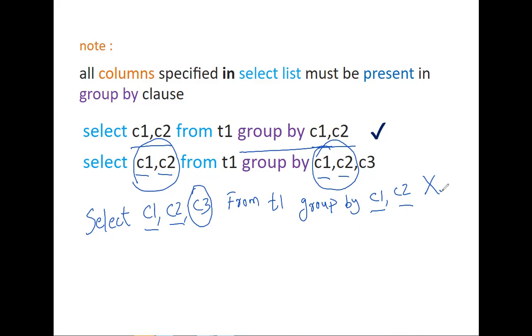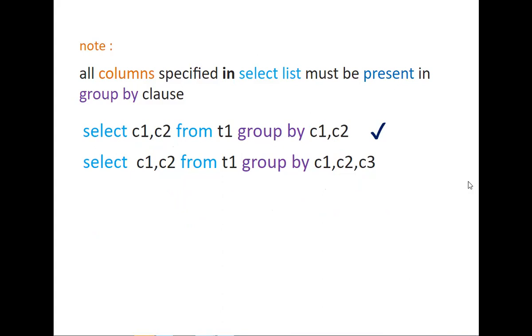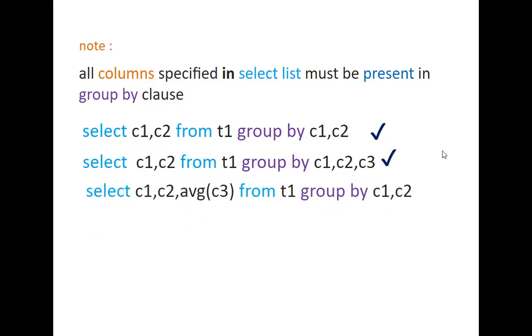Otherwise, it should be used with the aggregate function that will come. So this is correct, right? What about this one? Select C1, C2, average of C3 from T1, group by C1, C2.